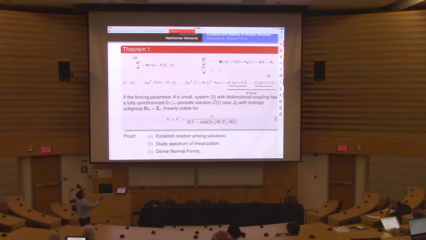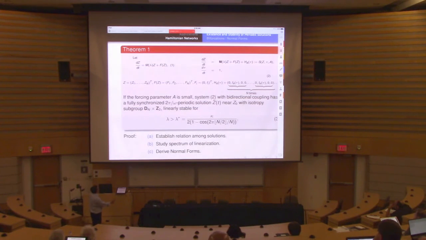So now this is the case where we have no forcing, and this is the case where we have forcing. The work basically consisted of two main theorems. In one theorem, we proved the one-to-one correspondence between solutions of the unforced system and the periodic oscillations of the forced system. If the forcing parameter is small and we have bidirectional coupling, then the synchronized 2π/ω periodic solutions near the trivial equilibrium with isotropy subgroup will be linearly stable for lambda bigger than this value. This came from the actual linearization using the reducible representation of Dn.